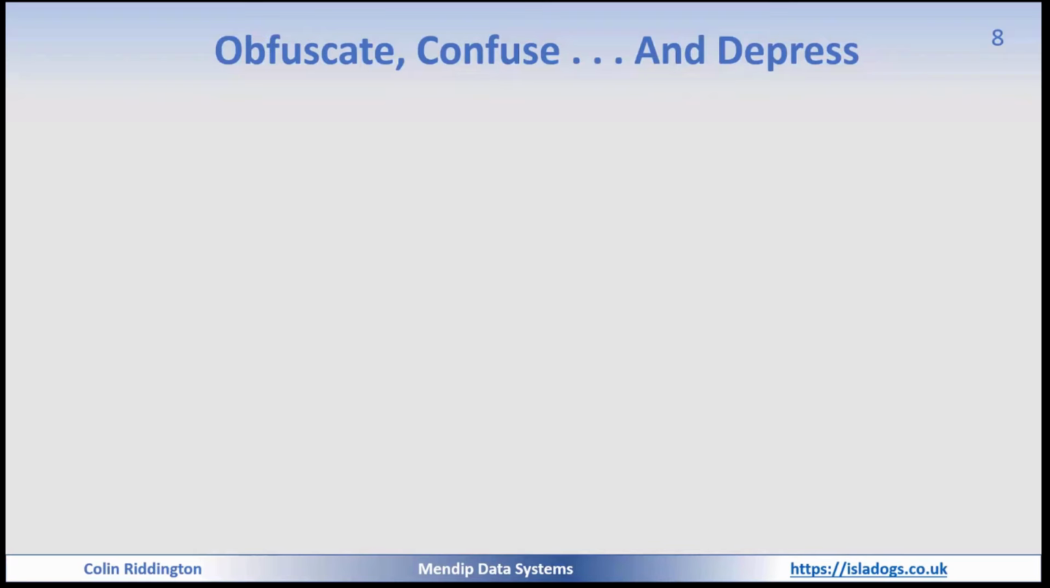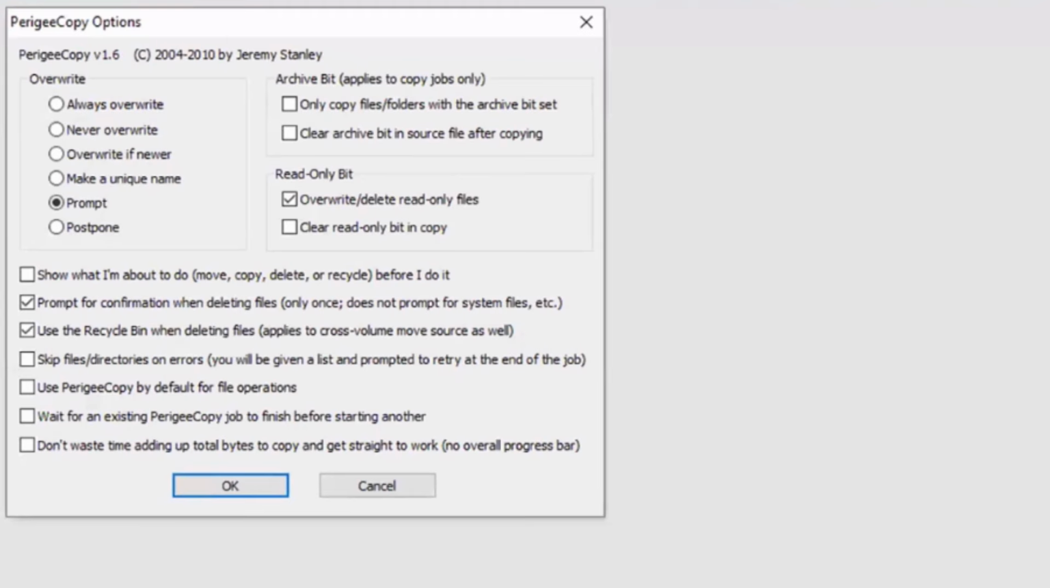One thing that's often said is that you should obfuscate your code. And in terms of options and so on, sometimes people make the options so complicated that they're impossible to read. Now, I don't know if it's possible for you to read this. It's from a fairly well-known copy systems program, Perigee Copy, and there are so many different options on this screen that by the time I've reached the end of it, I can't remember the beginning. You've got 6 different overwrite modes. You've got 2 different archiving methods, read-only methods. And the last one here, don't waste time adding up the total bytes to copy and get straight to work. No overall progress bar. What? I have no idea what it means.